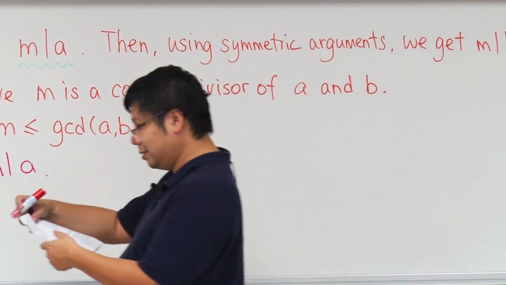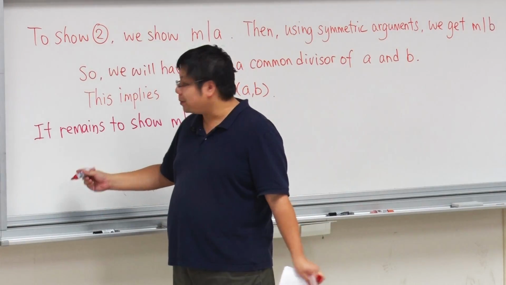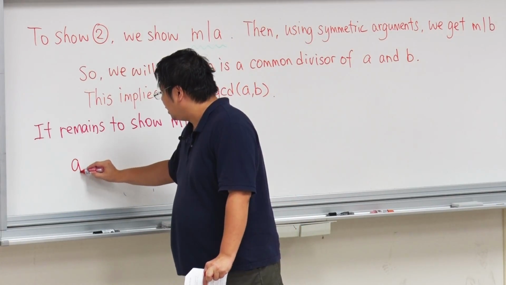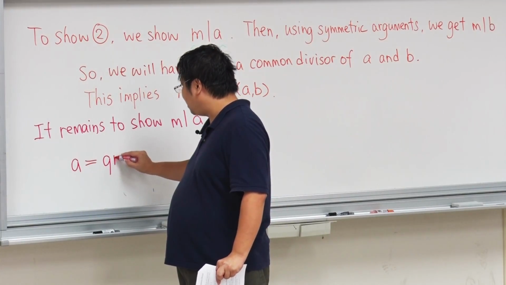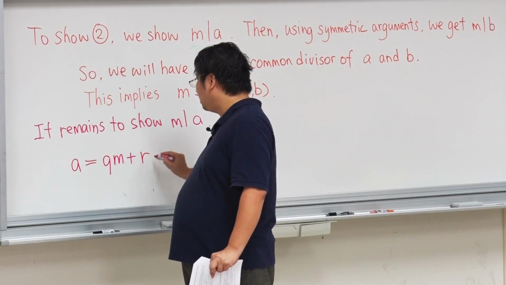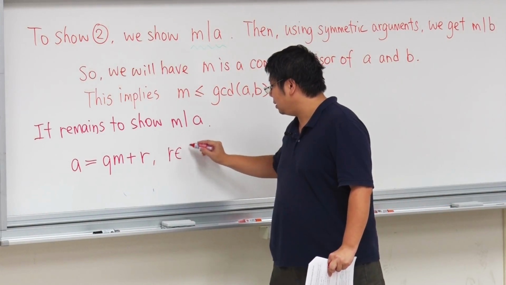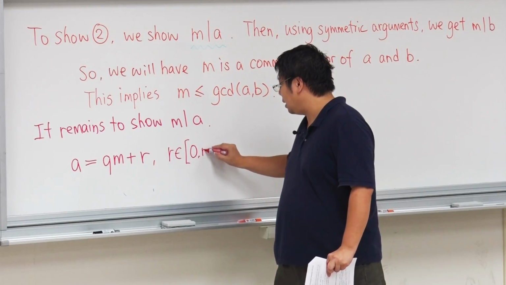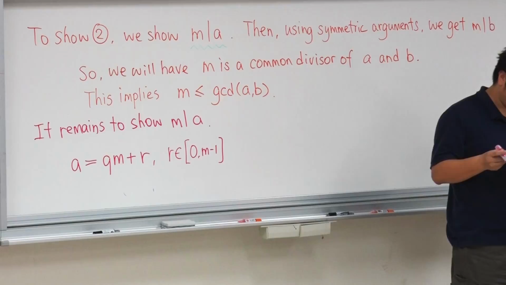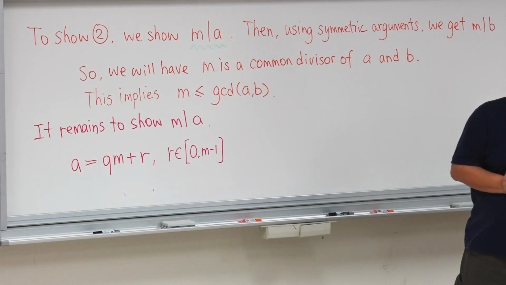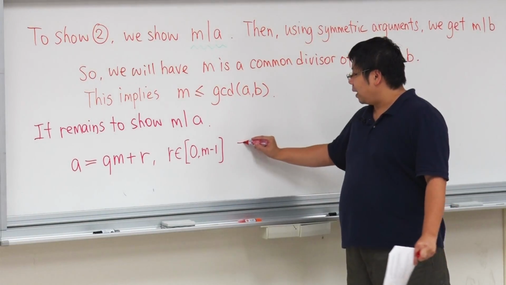Okay, so let's take a look. Division theorem says A can be written as some quotient times M plus some remainder when it is divided by M, with R between 0 and M minus 1. Is that okay? So far so good, right? So this implies what?